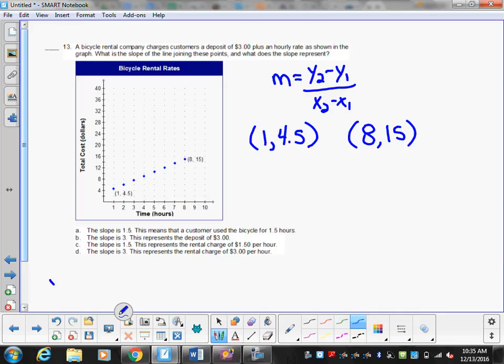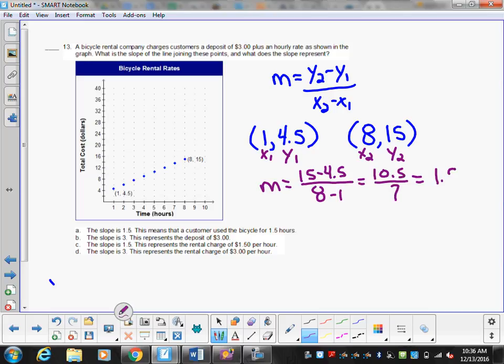So the first point is always our 1, so that's x1 and y1. Second point is our 2s, so x2 and y2. So I plug that into the slope formula, and I get 15 minus 4.5 over 8 minus 1, which is 10.5 over 7, which when you divide that out, you get 1.5. So our slope is 1.5. That marks out answer choice B and answer choice D.